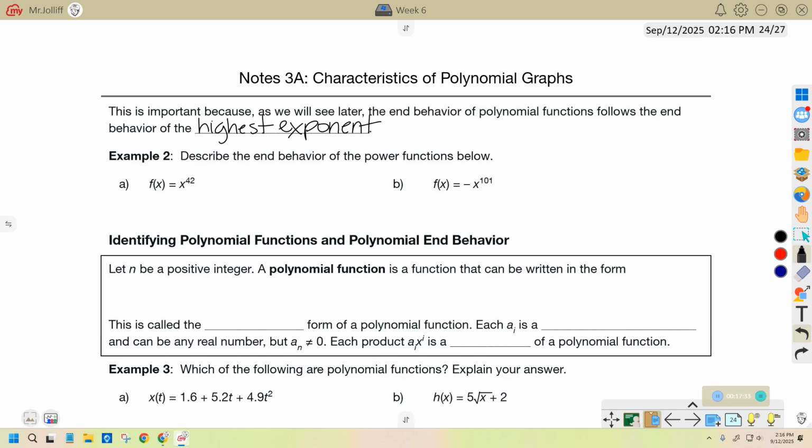So we want to describe the end behavior of the power function f of x equals x to the 42nd power. I'm going to get two statements. So as x approaches positive infinity and as x approaches negative infinity, I want to know what f of x is doing.